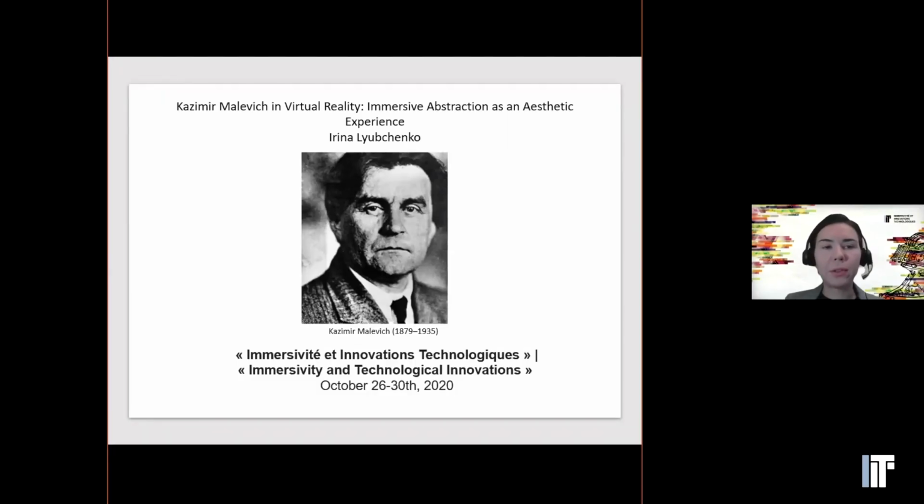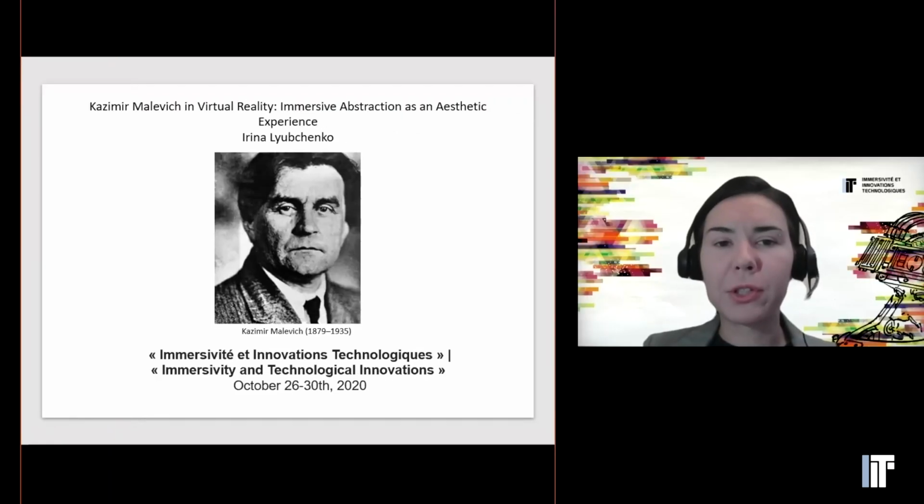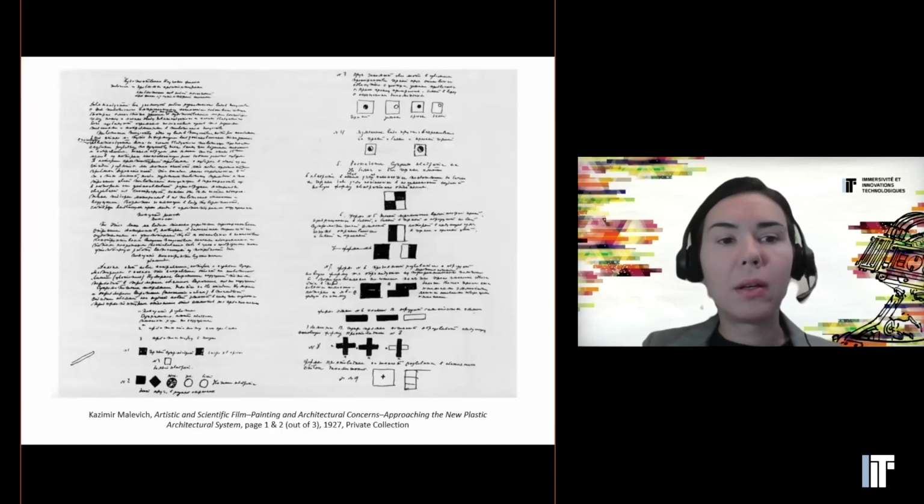In 2010, I encountered an unfinished 1927 film script by Kazimir Malevich titled Artistic and Scientific Film, Painting and Architectural Concerns, Approaching the New Plastic Architectural System. I became intrigued about why the script was left unfinished and determined to imagine the final stages of its development.